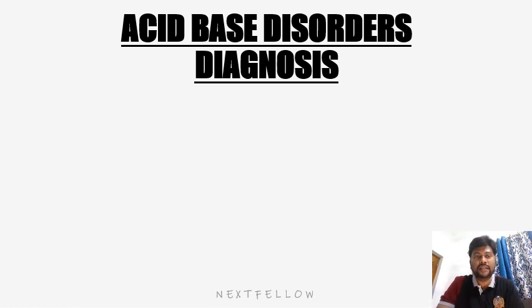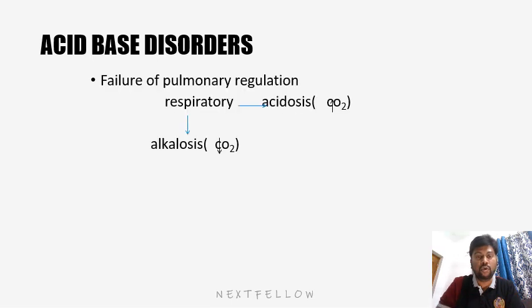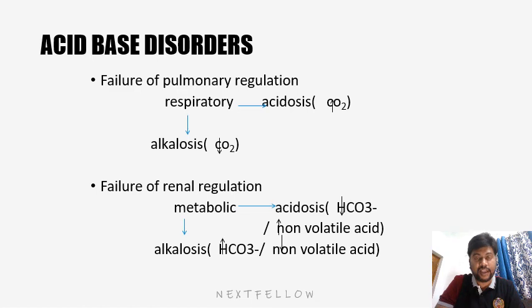Good morning. In this video, we will be discussing how to diagnose various acid-base disorders. Before going into that, we will have a quick glance at the various acid-base disorders. The normal pH balance is maintained mainly by the lungs and kidney. If the regulation by the lungs fails, it leads to respiratory disorders, whereas if the renal regulation fails, it leads to metabolic disorders.